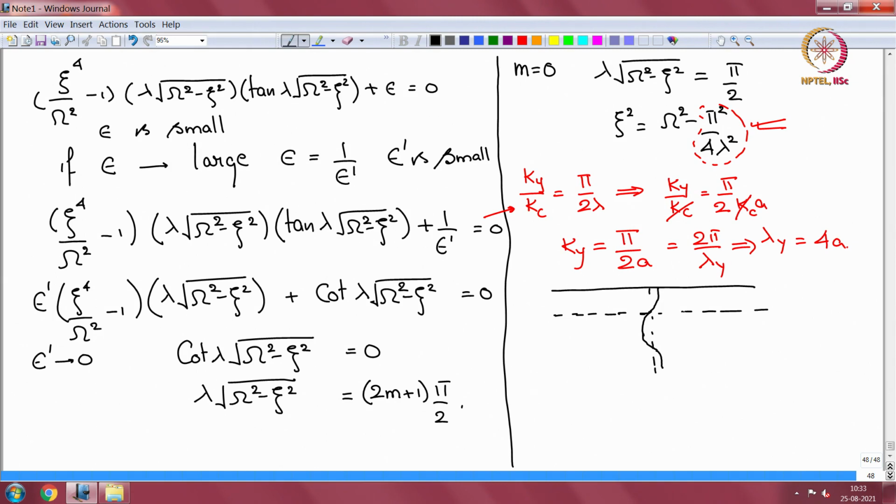Okay, so this is lambda y and this is A, and that's how lambda y is 4 times A, which means again I have 0 pressure here. Okay, so the fluid column sees a medium beyond which is very light here.